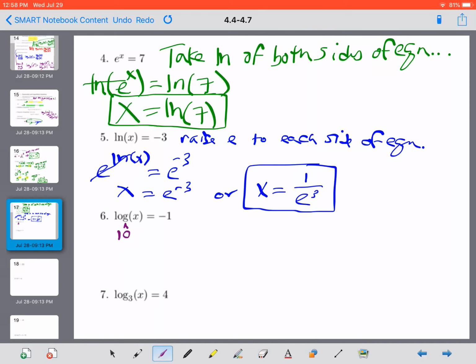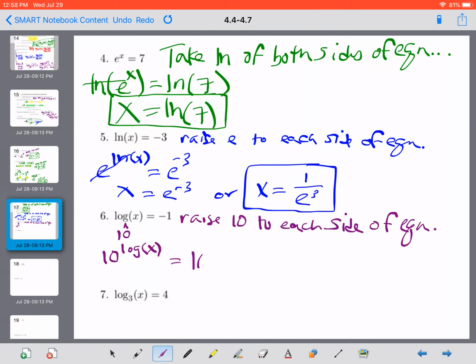And just like in example 5, we have an x stuck inside a log function, and we're trying to get it out. So what we'll do is raise, this time our base is 10, to each side of the equation. This is going to allow us to break that x out of the parentheses. So we have 10 raised to the log of x is equal to 10 to the negative 1. Now because we have a base of 10 raised to a log base 10, they cancel each other out, and we're just left with x is equal to 10 to the negative 1. Or we could rewrite this as x is equal to 1 over 10 to the first power, or just plain 1 over 10.